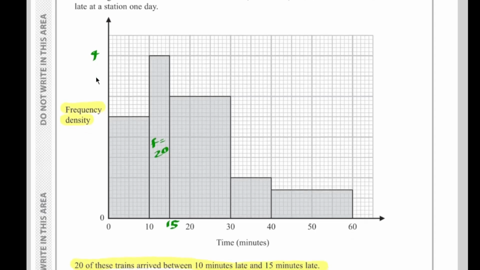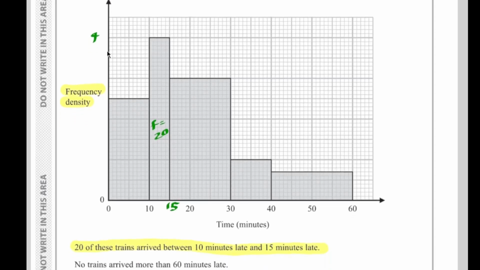So it is 4. Depending on 4, I need to scale this now. So I'm labeling this one as 3, this one as 2, no, this one is 2, this is 1, then this is 0. So my scale is 1, 2, 3, 4, the frequency density scale.